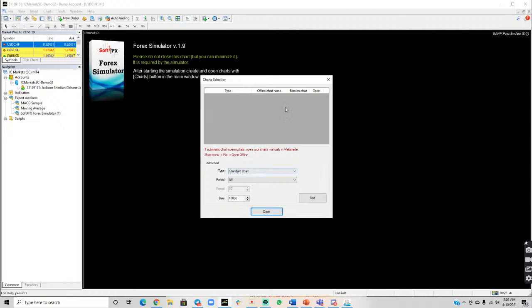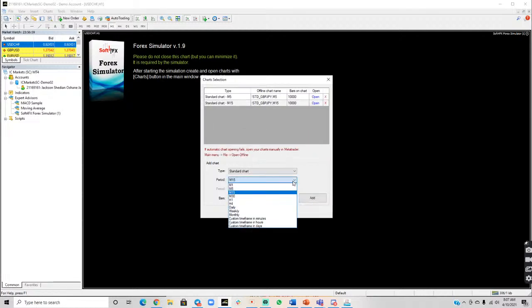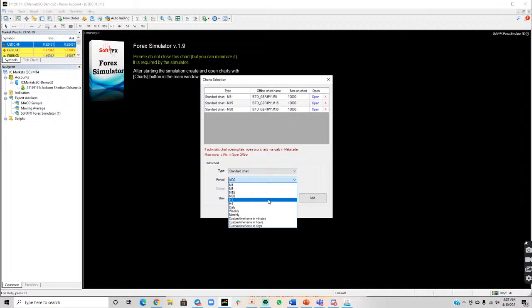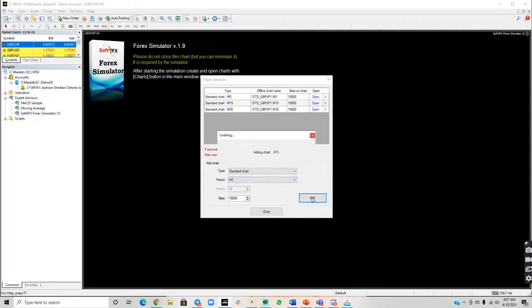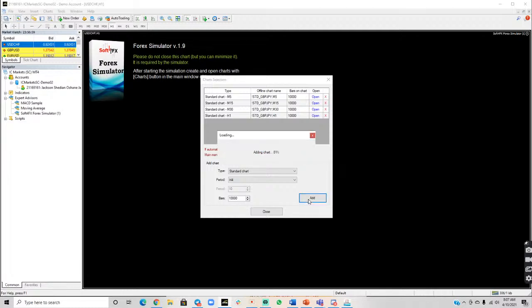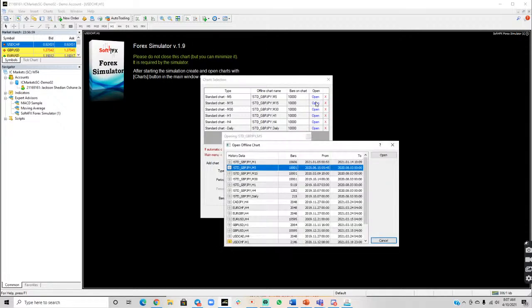All right, so what I'm going to do now is load the different time frames. The time frames that I use in the forex market are the 5 minute, 15 minute, 30 minute, the 1 hour, the H4, the daily and the weekly as well. Sometimes I might look at the monthly time frame, but these are what I mainly use.